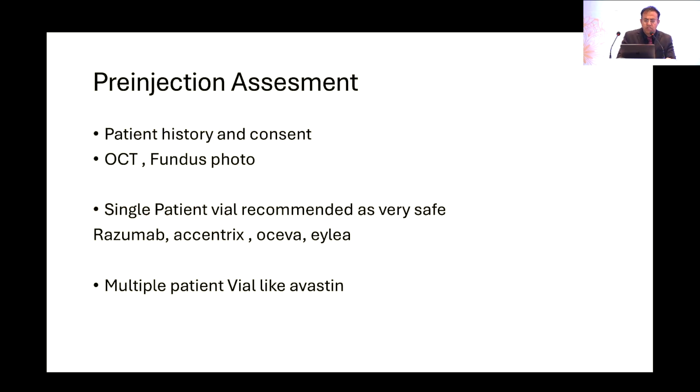So we need to do a thorough pre-injection assessment, OCT, fundus photo, and decide whether we want a single patient vial or a multiple patient vial. I would recommend a single patient vial, it is much better because it is safer. We are using it for 1 patient, so if anything goes wrong, it will happen in 1 patient only.